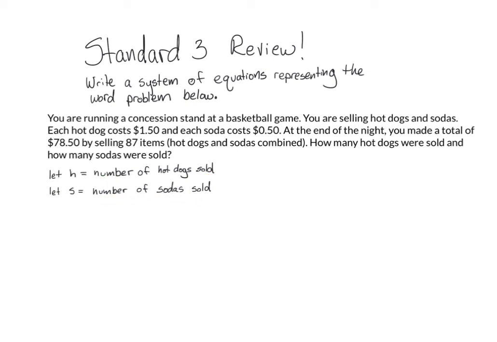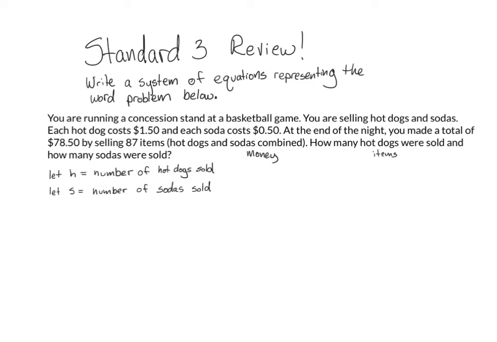Okay, now looking through the text, I see each hot dog costs $1.50 and each soda costs 50 cents. So one of the units I'm dealing with is money. So I'm just going to make a note of that. At the end of the night, you made a total of $78.50, okay, so more money, by selling 87 items. Okay, so that's my other unit, is just items. I'm going to make a note of that over here.